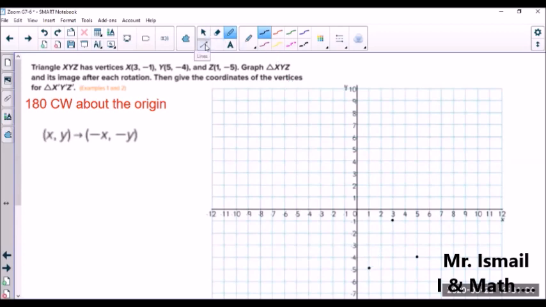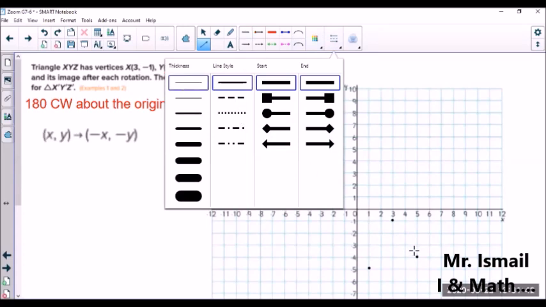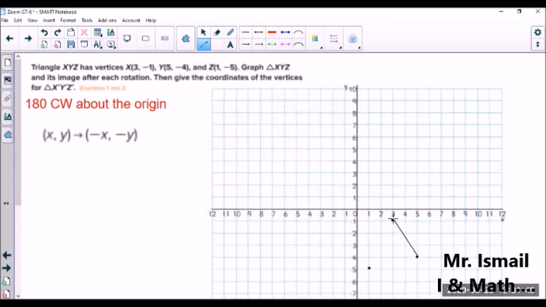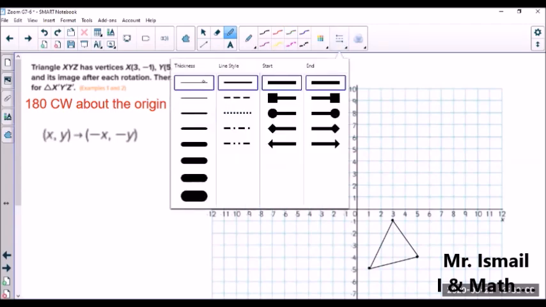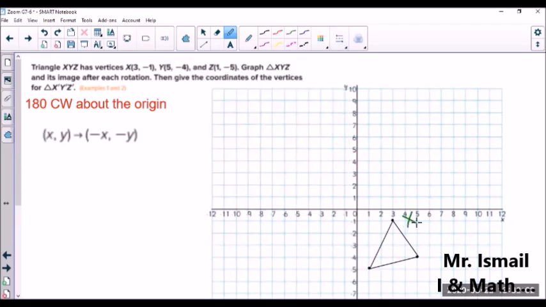Connect them. Let's connect them. This point X, this point Y, and this point Z. Okay. Now I want to rotate it 180 counterclockwise.